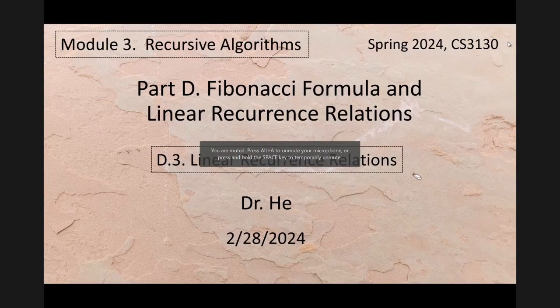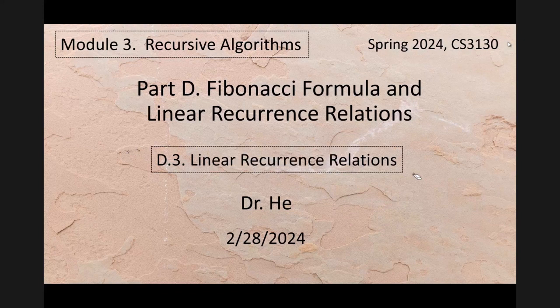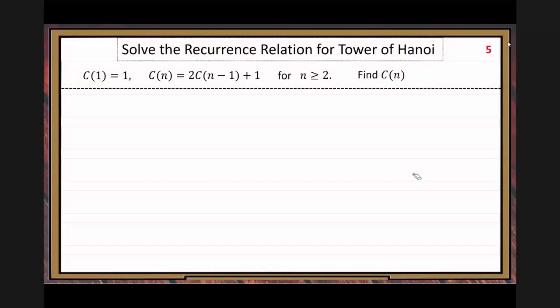Linear recurrence relations. So for this topic, we work on two types of questions. The first one, that's something we left before, Tower of Hanoi. Remember, we delayed that. The Tower of Hanoi. So that is a simple recurrence relation problem.